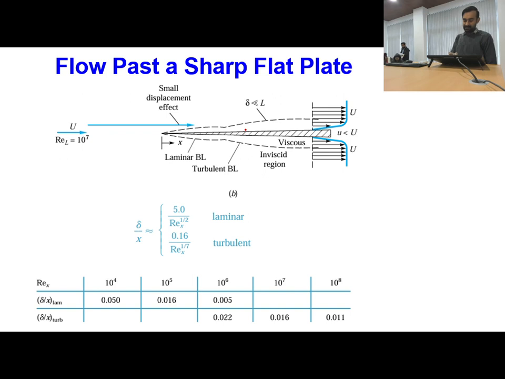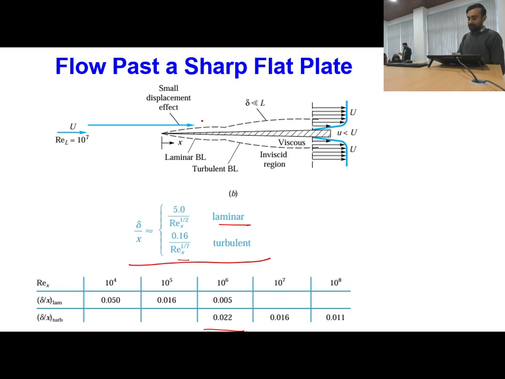that if there is a thin boundary layer, then I can calculate pressure outside the boundary layer in the inviscid region, and that same pressure I can apply within the boundary layer. Okay, and typically the boundary layer thickness, if we solve, then from the Blasius solution we will get delta by x equal to 5 by square root of Reynolds number for laminar flow and 0.16 by Reynolds number to the power 1 by 7 for turbulent flow. And you can see the comparison.